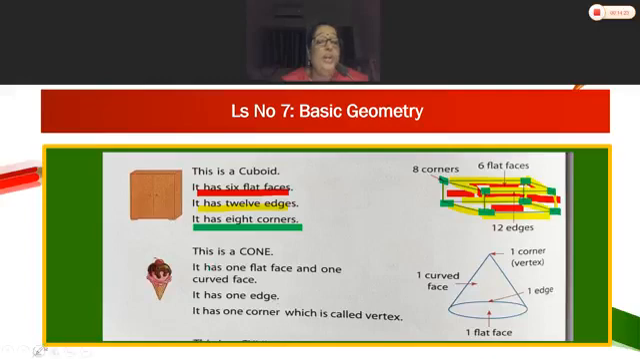This is a cuboid. It has 6 flat faces. It has 12 edges. It has 8 corners. With the red color, we have seen the faces. The edges we have seen with the yellow color, that is 12 edges, and 8 corners with the green color. So we have seen the cuboid.